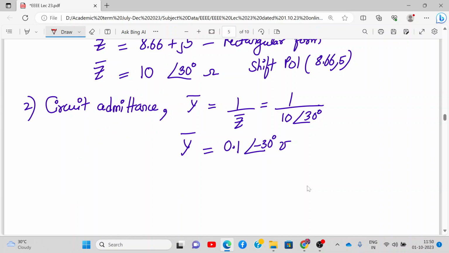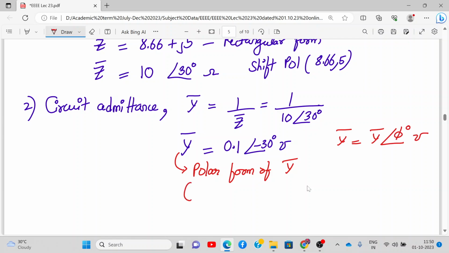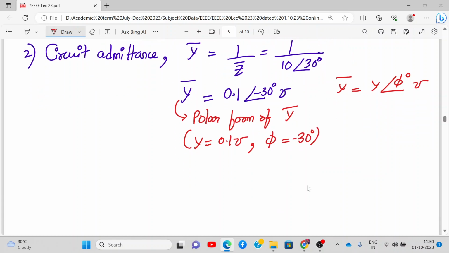Now this is the polar form of Y bar. And what is Y bar in polar form given by? Y angle phi. Sorry, this is Y. This Y is 0.1 mho, the admittance is around 0.1 mho. And what is phi? Phi value is minus 30 degrees.